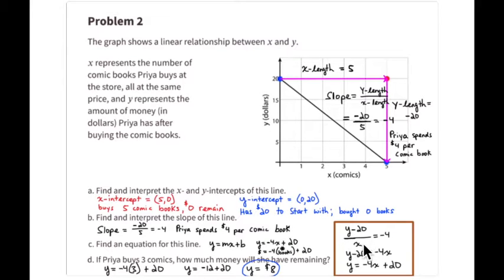So it's y minus 20 over x equals negative 4. This is another way of writing the slope: y minus 20 divided by this x. So y minus 20 equals negative 4x. And so if I subtracted that 20, I have to add that 20 back because that's the amount of money she starts with. So y equals negative 4x plus 20. So you get the same equation, just another way to write the same thing.